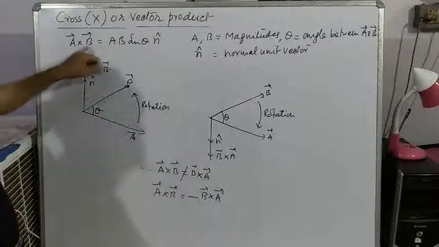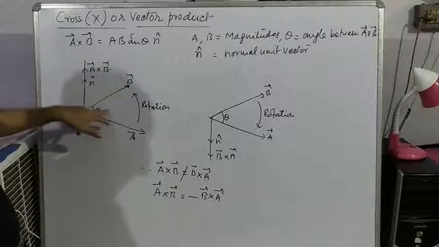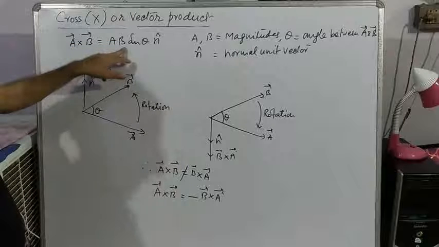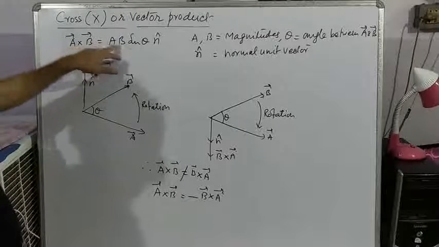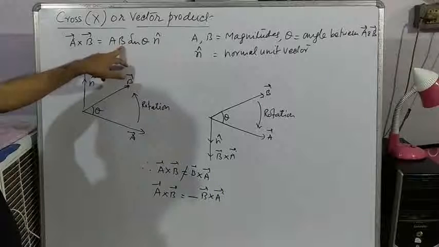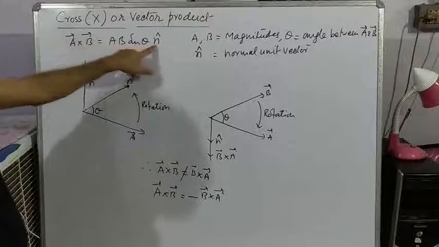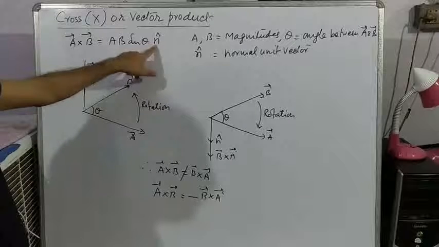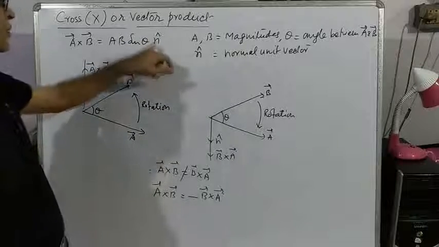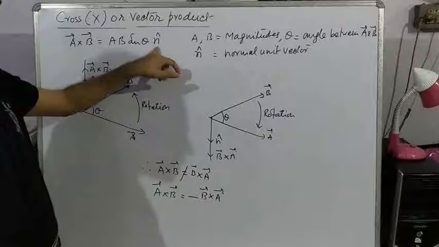Suppose there are two vectors A and B at angle theta. Then cross product is defined by this formula: A cross B is equal to AB sin theta n cap. A and B are magnitudes, theta is angle between the two vectors, and n is normal unit vector. Normal unit vector means direction of n cap is normal to the plane containing A and B.